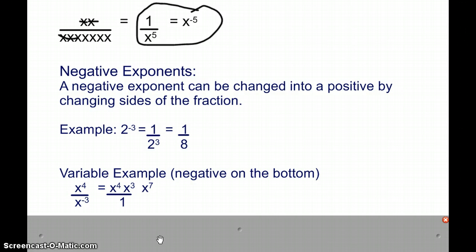And if we look at an example with variables in it, this x to the 4th divided by x to the negative 3rd. Now you notice we put the negative on the bottom. What that negative exponent tells us to do is switch sides of the fraction. So that negative 3 moves itself up to the top and becomes positive. So we actually have x to the 4th times x to the 3rd over 1, which we don't really need the over 1 when we get to our answer. So our answer is simply x to the 7th, because we now have the product rule.